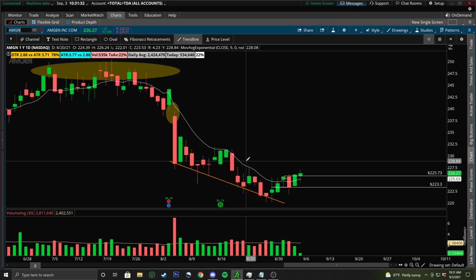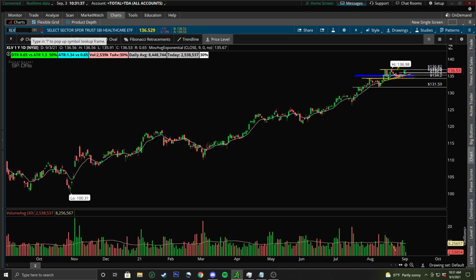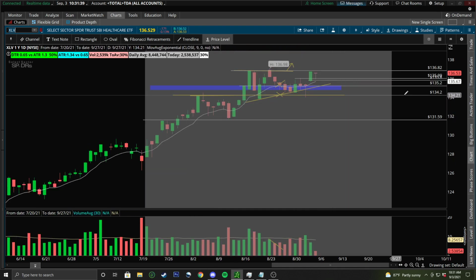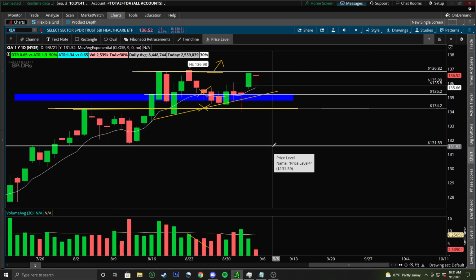So what was the whole reason we were looking at AMGN? This one's kind of cool. So the whole reason we were looking at AMGN is because of XLV. XLV is the healthcare sector, the second largest sector in the entire market. This is about 13 to 14% of the market.